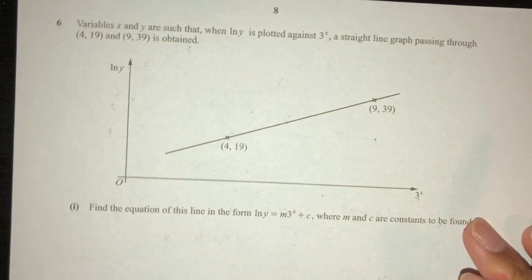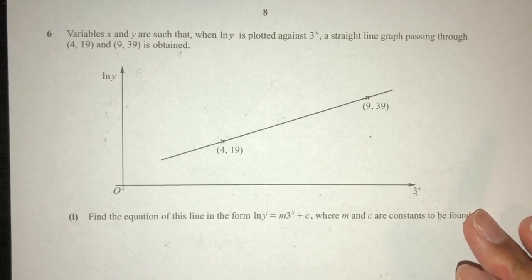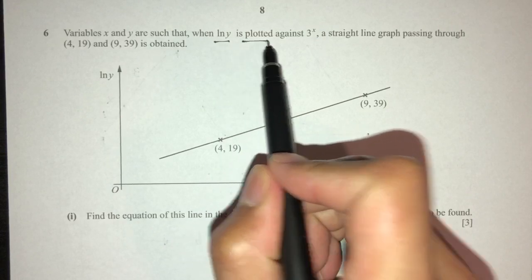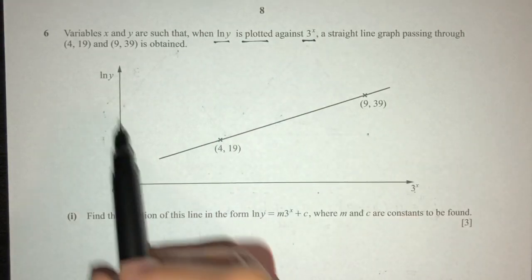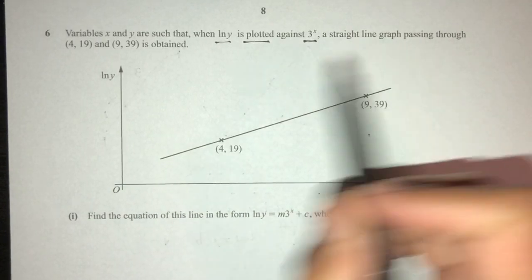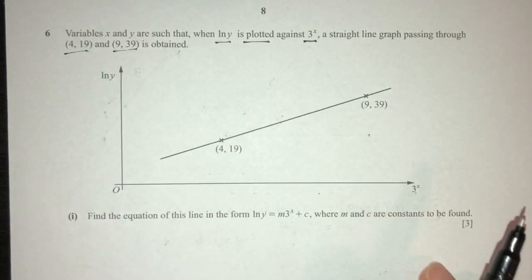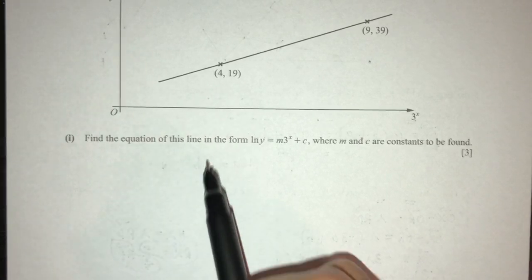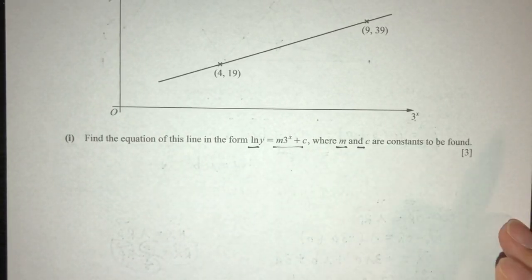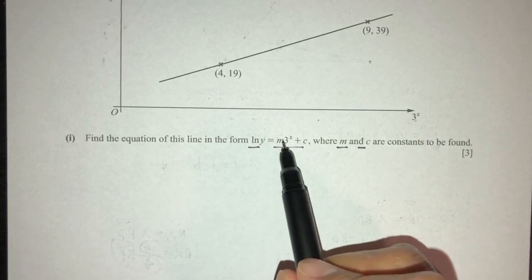Okay, so let's move on to question number 6. Variables x and y are such that ln y is plotted against 3^x, and you have a straight line. Now, we have these 2 points. We have to find the equation of this line in this form, where m and c are constants to be found. So the first step is we can find the value of m.